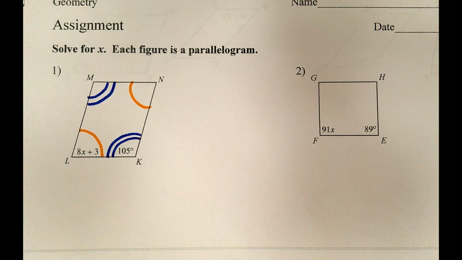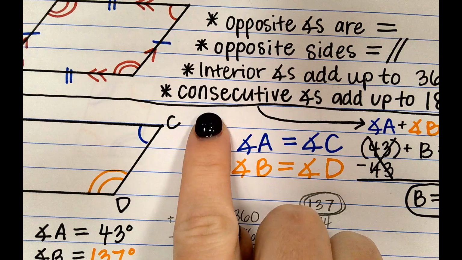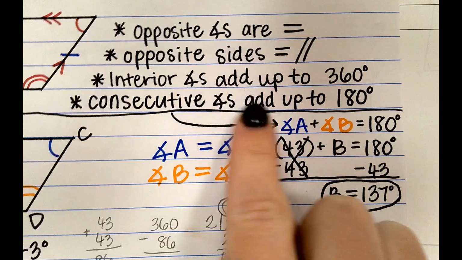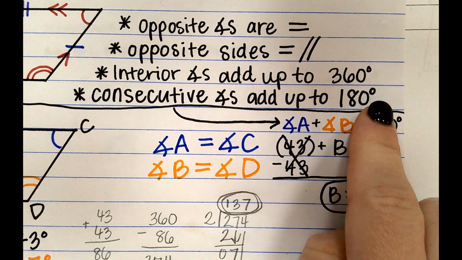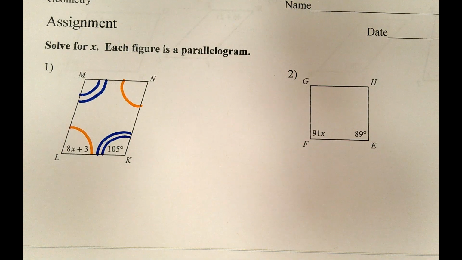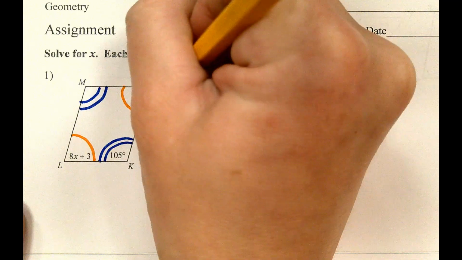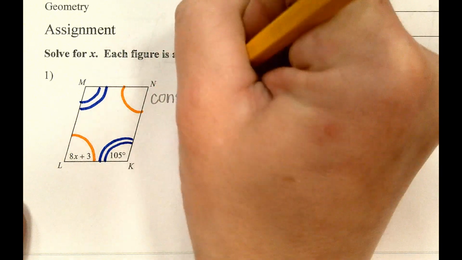But I could write an equation using this fact here. Consecutive angles add up to 180 degrees. These angles are right next to each other, so they are consecutive angles. So I'm going to write a little note here. Consecutive.